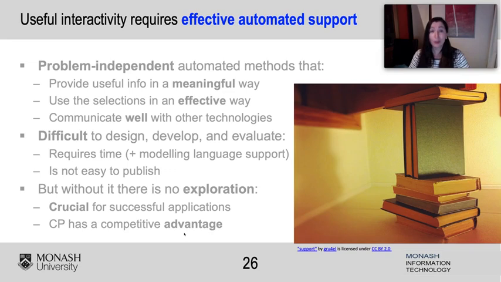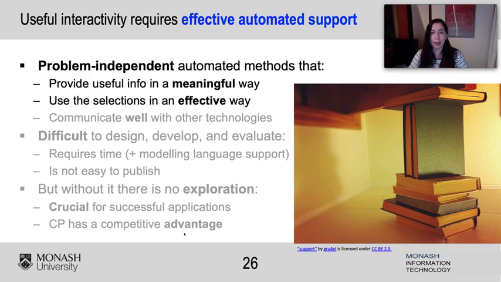And of course, useful interactivity requires effective automated support. So automation is still there. And it has to be effective, but from my point of view, to support the user. So we do need problem-independent automated methods that provide useful information to the users in a meaningful way, and then use the selections that the users make and the information provided in an effective way to modify everything that needs modifying, and also communicate well with other technologies.